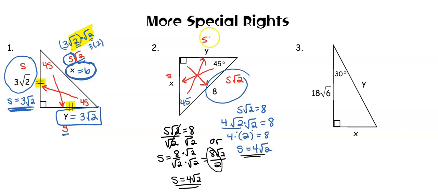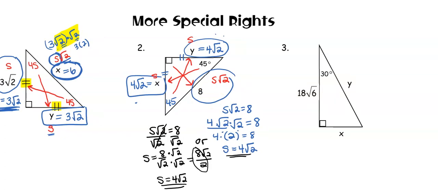So S is 4 root 2. If I look over here, Y is S. Well, S is 4 root 2, so Y is 4 root 2. This side over here is also S, so X is also going to be 4 root 2. It's an isosceles right triangle, so remember my legs are going to be the same. 4 root 2, 4 root 2, and when I take that 4 root 2 and multiply it by root 2, I end up with 8. So it's a little bit harder. My pattern's not as straightforward as it was yesterday, or when I'm solving my pattern, it's not as easy.